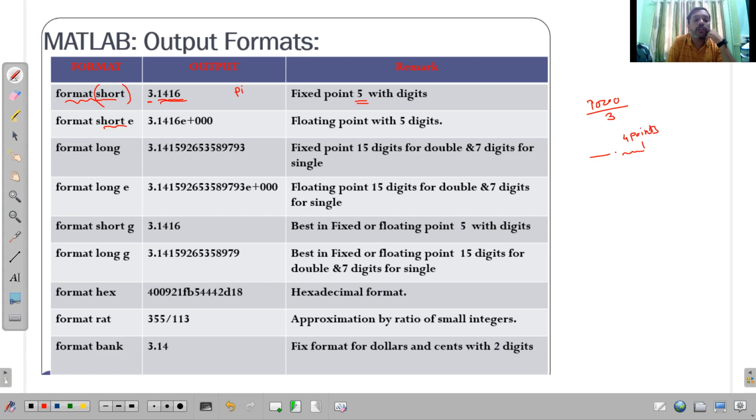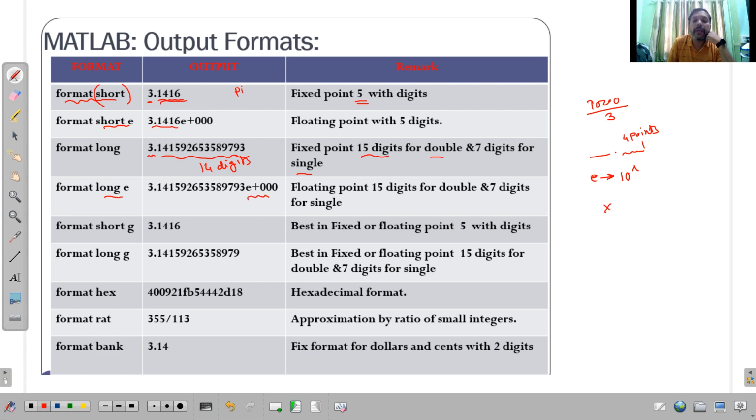Then next is format short e. Suppose that your number is of a bigger size, so it will display that number in exponent format. E stands for 10 raised to. Then we will see format long. Format long will display 15 digits for a double and 7 digits for a single. If your format is double, it will display 15 digits: 14 digits after the decimal point, and 1 or many digits before the decimal. Format long e is in the form of exponents.